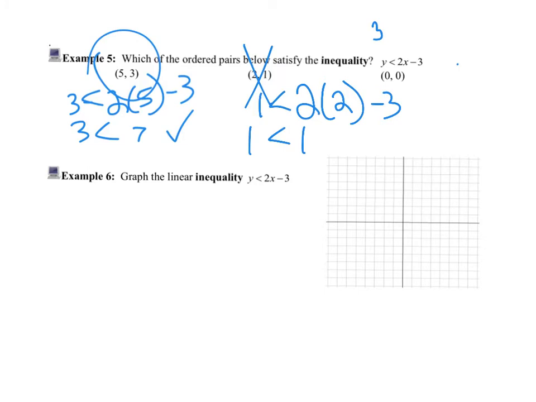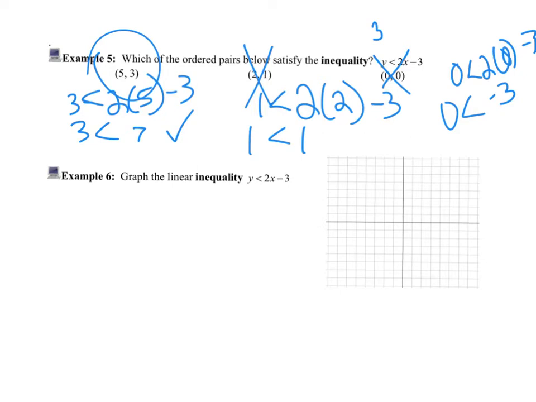If I put 0, 0 in, 0 is less than or equal to 2 times 0 minus 3. 0 less than, I said equal to, but it's not. 2 times 0 is 0, minus 3 is -3. 0 is not less than -3. So 0, 0 is also not a solution. So from these three, the only one that is a solution is 5, 3.